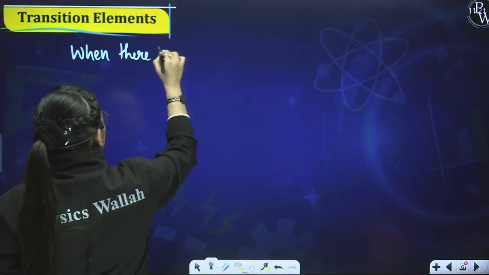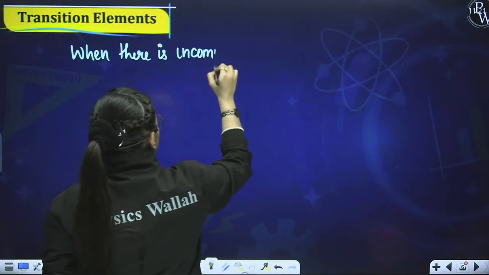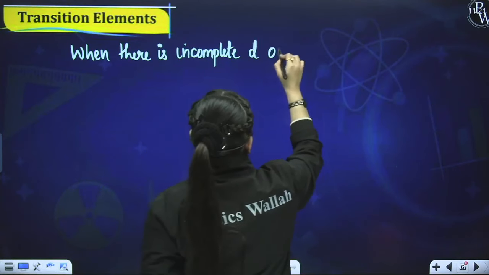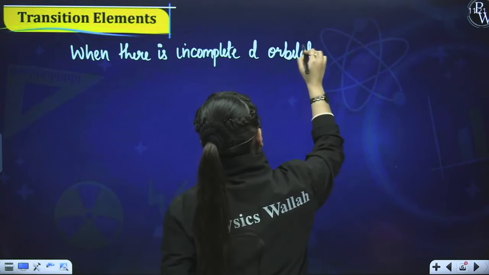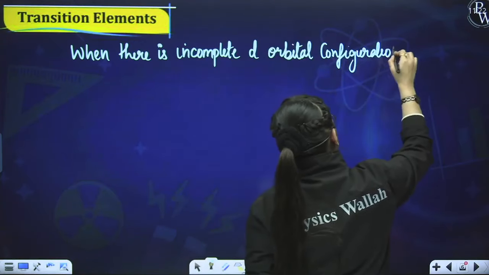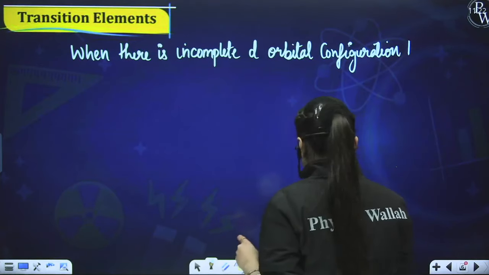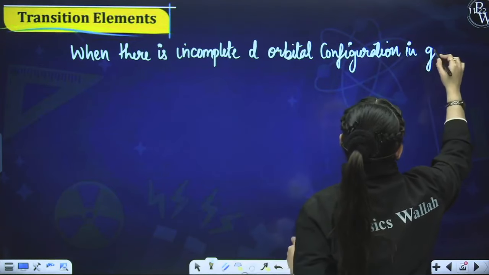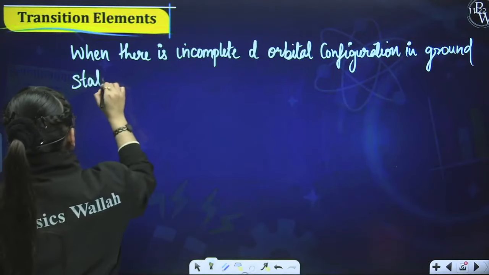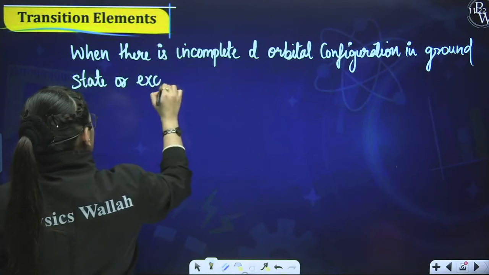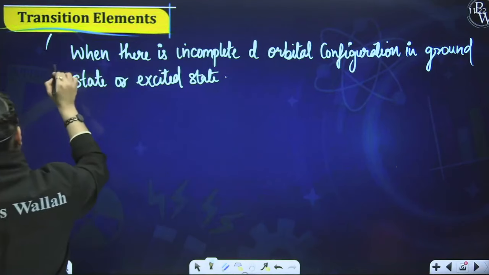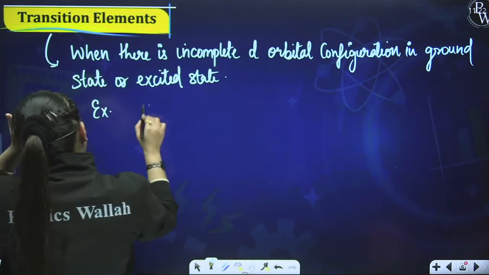What I am saying is, when there is an incomplete d orbital configuration, in the ground state or excited state, they are referred to as transition elements. Example, let us talk about chromium.